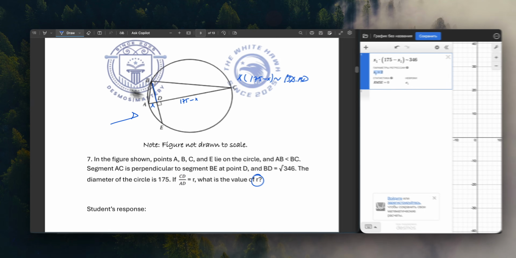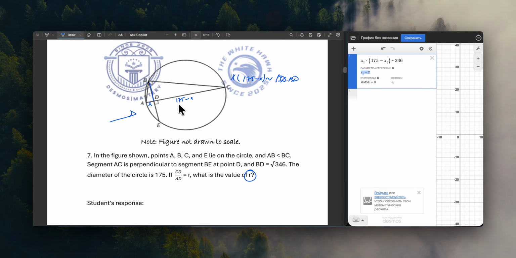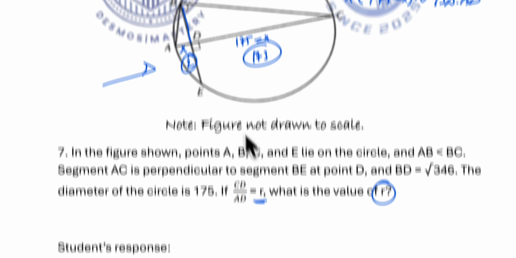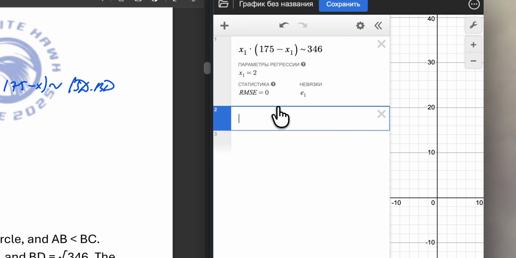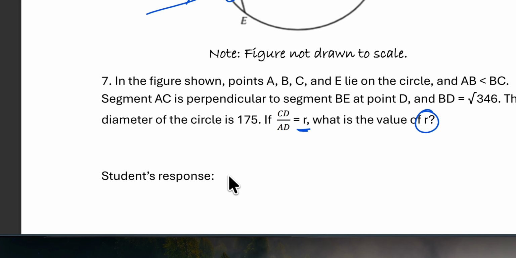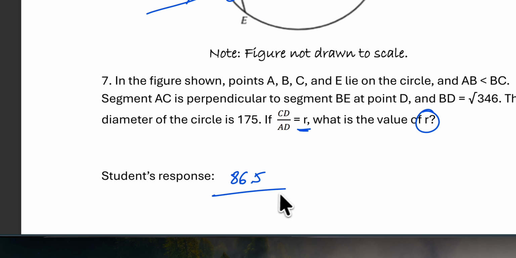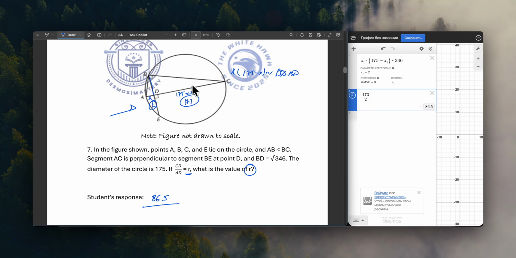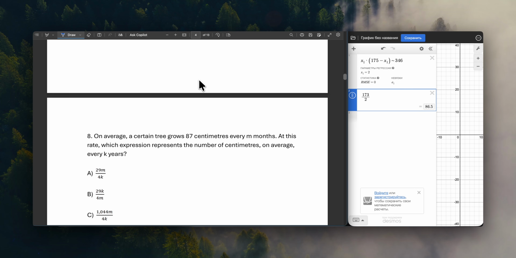So we need to find 175 minus X, which is 173, and here is 2, and we need to find the ratio CD to AD: 173 divided by 2 is 86.5. So that's the response. 86.5 is our answer. It works for all types of this problem. They just change numbers, not the type of the problem with a circle.